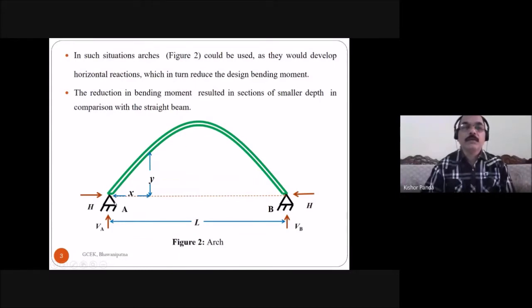This is your arch, and the arch is resting over hinge supports. Here this is the horizontal direction and this is the vertical direction. The arch develops horizontal reaction, which in turn reduces the design bending moment. Due to the development of this horizontal reaction, the bending moment in the arch is reduced.